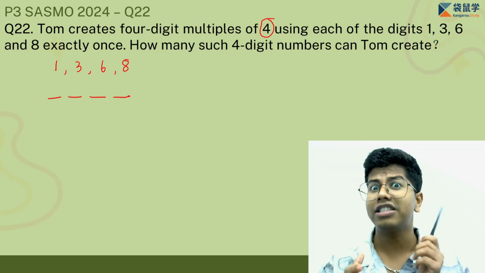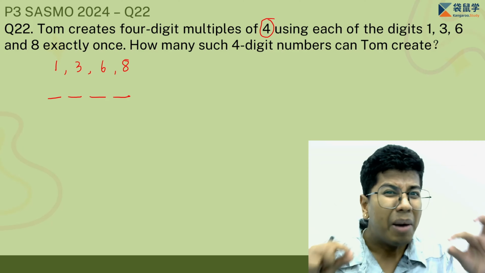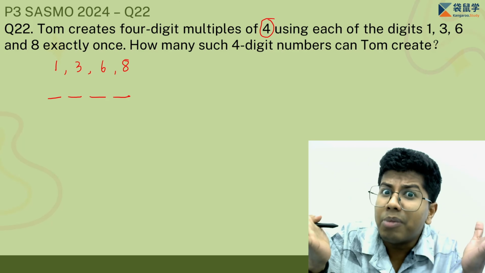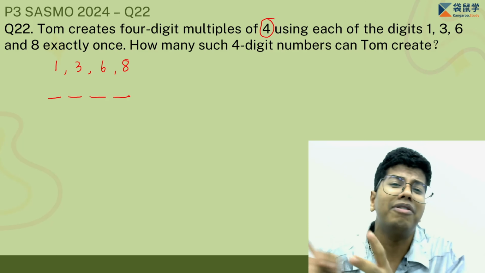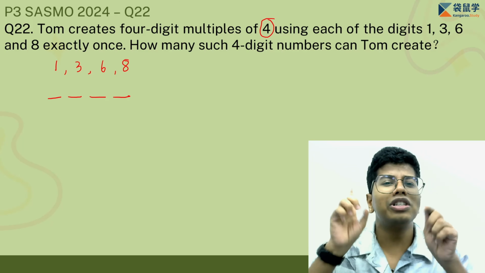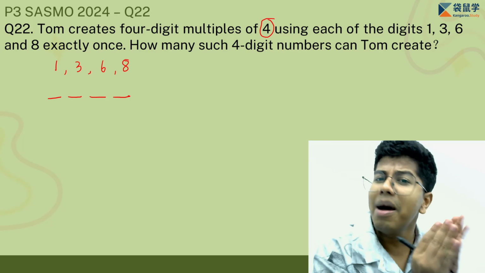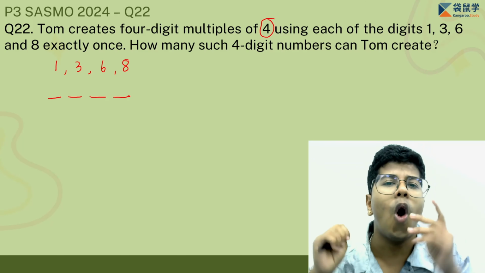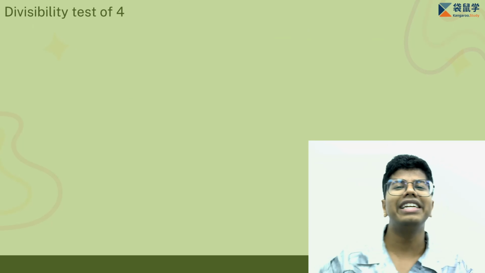But to check if this number is a multiple of 4, do I have to divide each number by 4 to check if it's a multiple of 4 or not? Will take a lot of time, right? Because there will be a lot of combinations. So instead of that, let's just figure out how we can check if a number is divisible by 4 or not. For this, we have to see what is the divisibility test of 4.